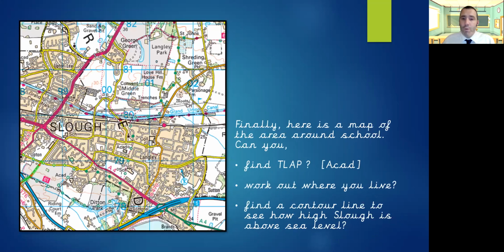So your final task. Here is a map of the area around school. Can you find TLAP? Now, the initials for this one, because we're an academy, is ACAD, A-C-A-D. Can you work out where you live? And can you find contour lines to see how high Slough is above sea level?